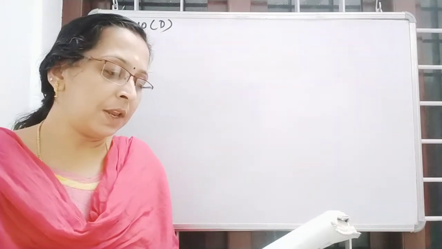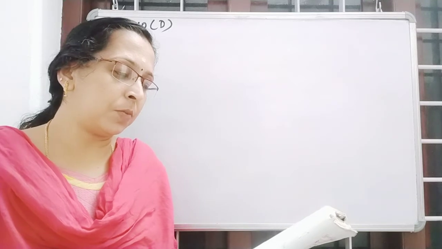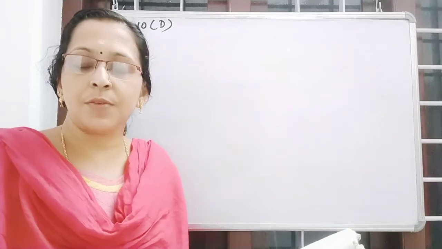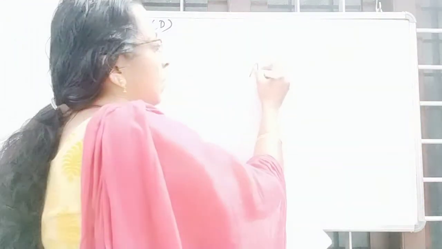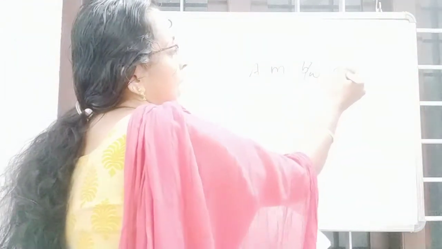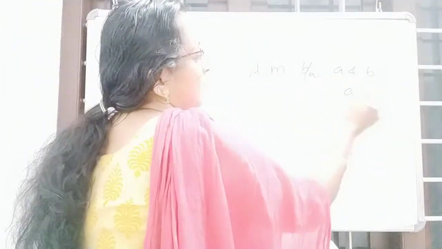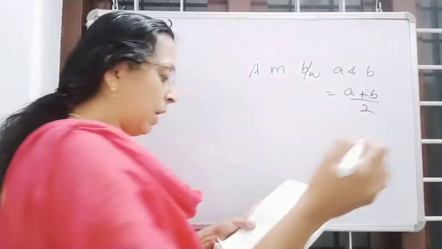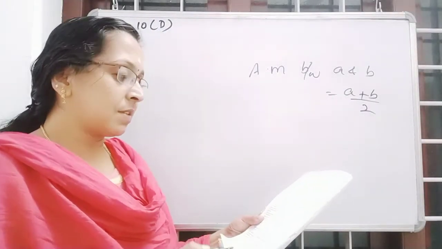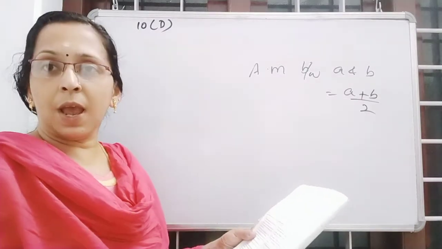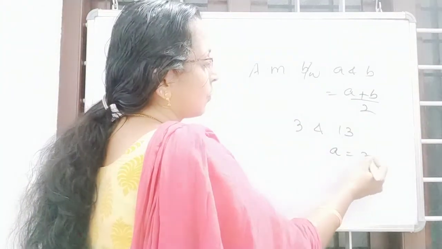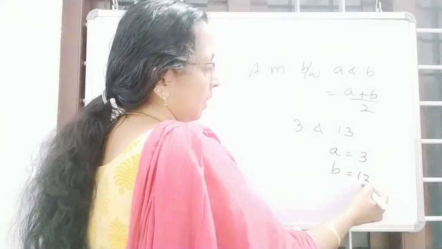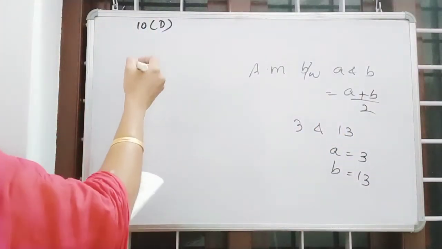Then question number 9. Insert one arithmetic mean between 3 and 13. We studied the formula: arithmetic mean between a and b is a plus b by 2. Similarly, what is given here? Insert one arithmetic mean between 3 and 13. So here a stands for 3 and b stands for 13. So what will be the answer?